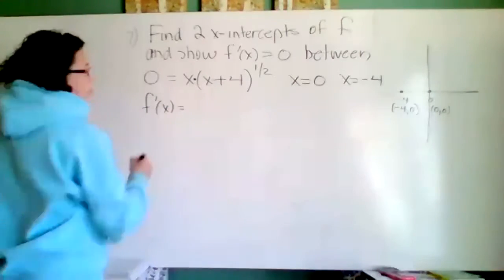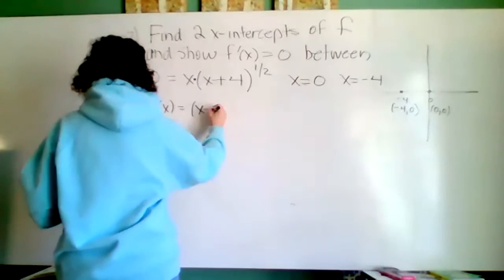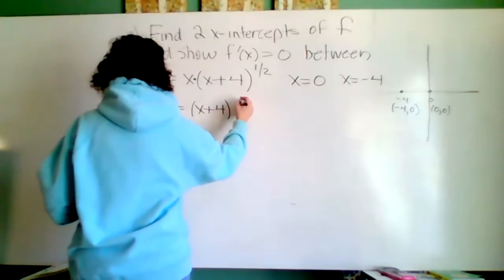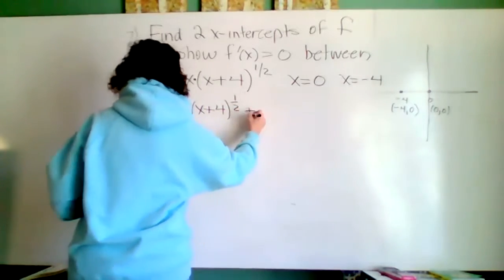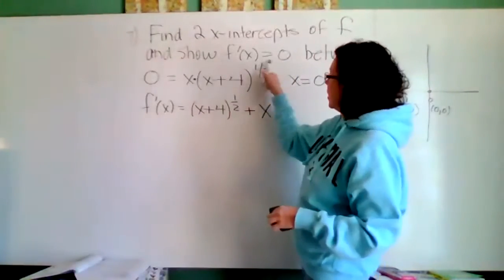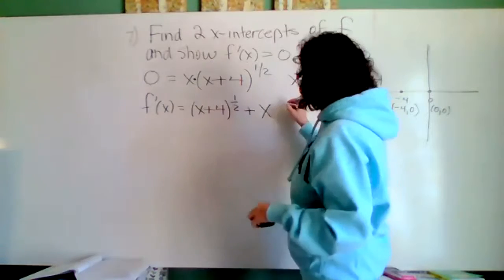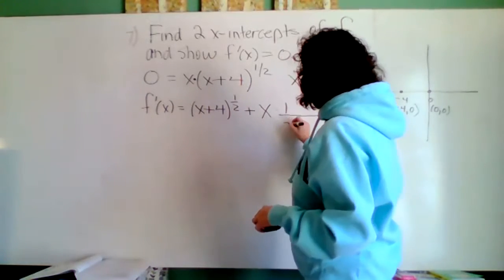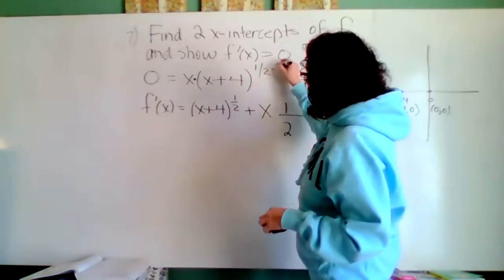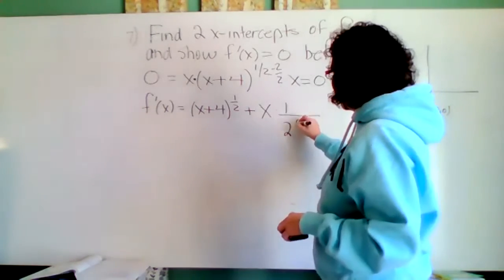All right, it looks like the product rule to me. So I'm going to take the derivative of x and keep my (x + 4)^(1/2), plus I'm going to keep my x and take the derivative here. This is the chain rule, right? I'm going to bring the 1/2 out front and multiply it. I am going to reduce this exponent by 1. It is now a -1/2.